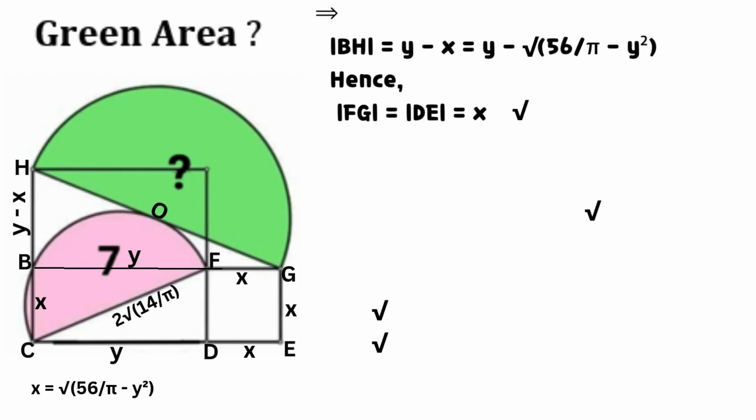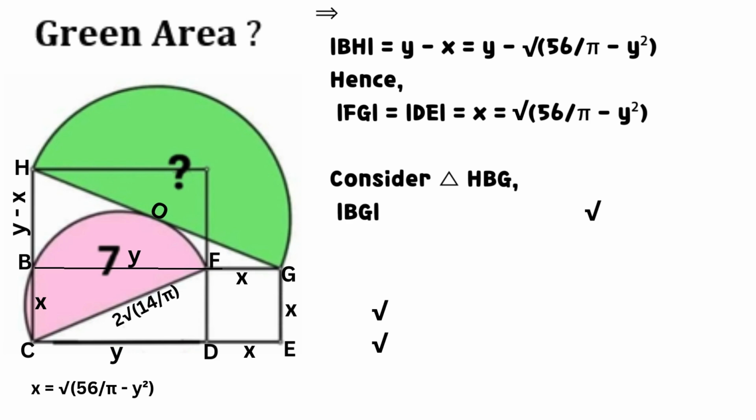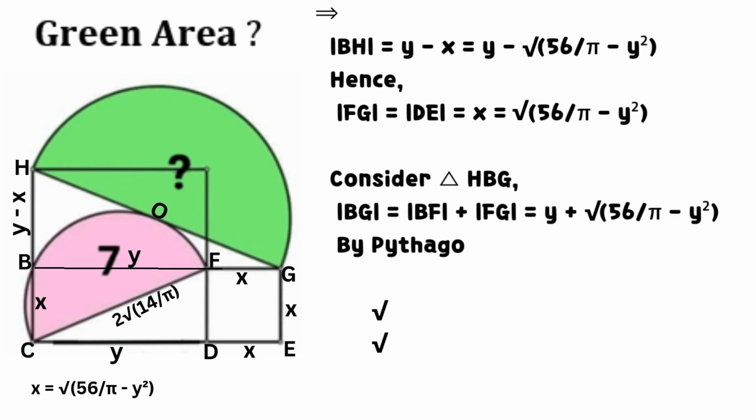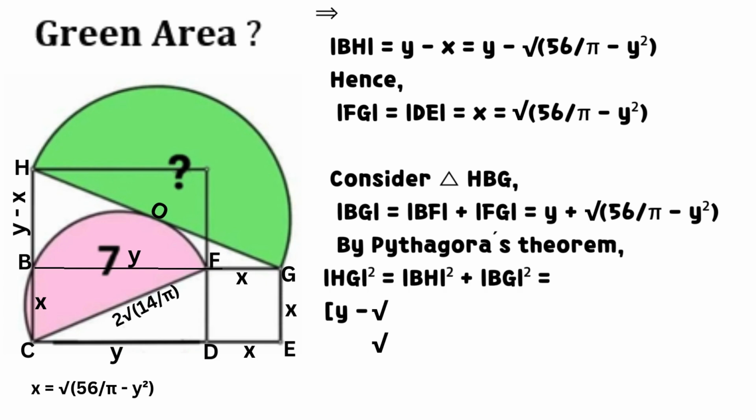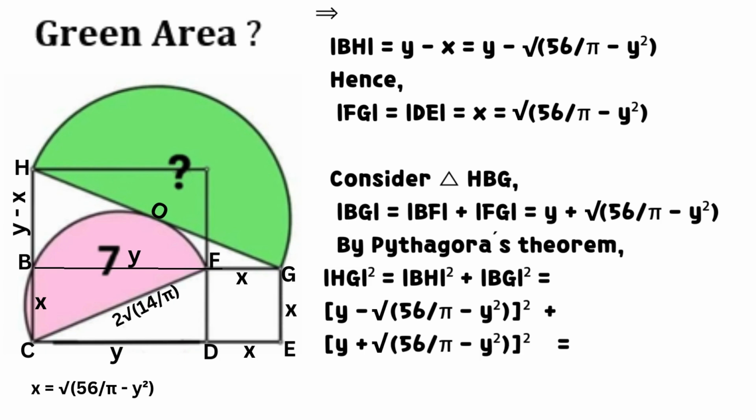Line BH equals y minus x, which equals y minus the square root of 56 divided by pi minus the square of y. Hence, line FG equals line DE, which equals x. The result equals the square root of 56 divided by pi minus the square of y. Consider triangle HBG. Line BG equals the result shown on the screen.